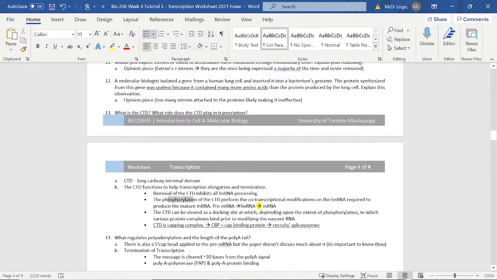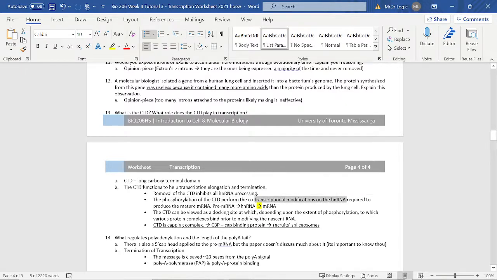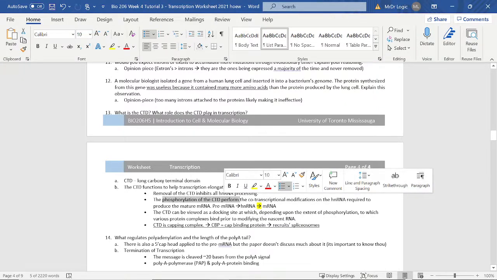The phosphorylation of CDT performs modification of hnRNA as required. Basically, what this does is it phosphorylates the CDT for the modifications to the pre-mRNA in order to be made into the mRNA.